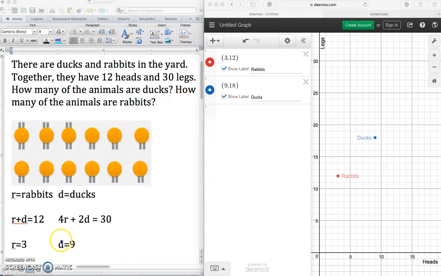We are then going to do the same for our duck. Now the duck has 9 heads, so we're going to go over here on the x-axis, and we're going to find the 9, and we're going to move up until we hit right here, the 18, and can you tell me, class, why this would be 18? Yes, that's exactly right. It's because there are 9 heads, and each of them has 2 legs, so 9 times 2 is 18.